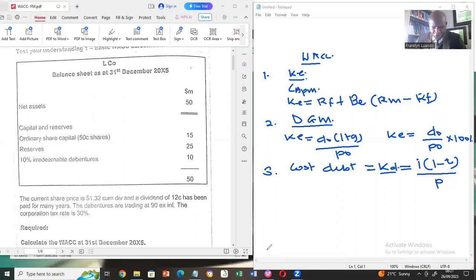After this, you need to work out the market values of the securities and the proportions.